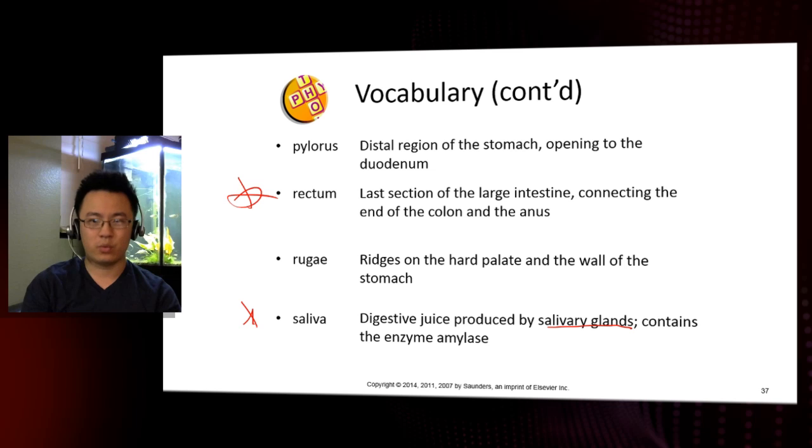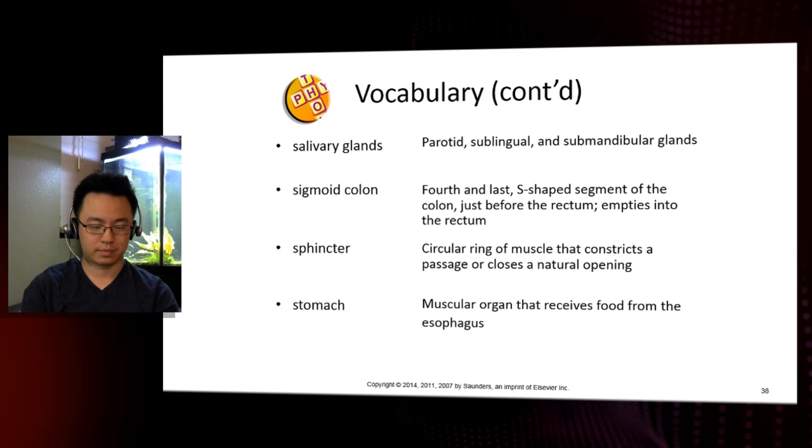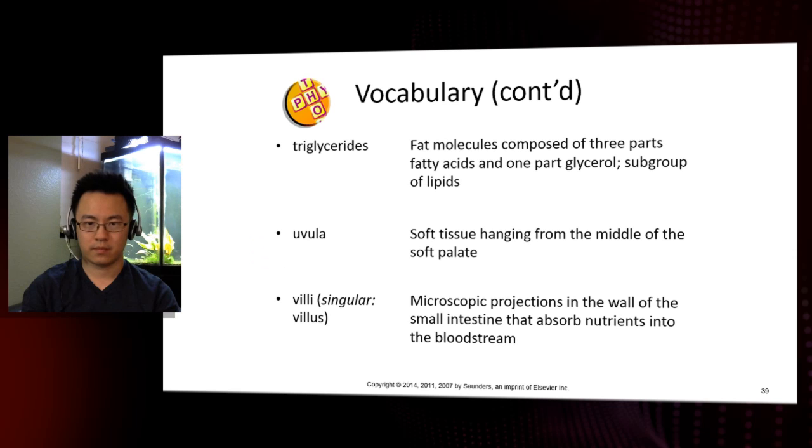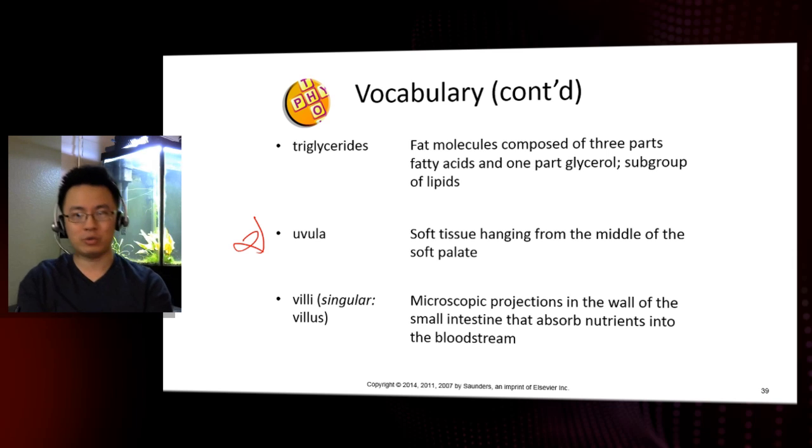I would definitely want to know the rectum, which is that last section of the large intestine connecting the end of the colon and the anus. You might want to know what the sphincter here is, which is that circular ring of muscles that constricts a passage or closes a natural opening. I would definitely here might want to know what the uvula is. Okay, the uvula, I call it uvula, which is that soft tissue hanging from the middle of the soft palate. It looks like a punching bag. You might even see some cartoons where they kind of make that analogy.